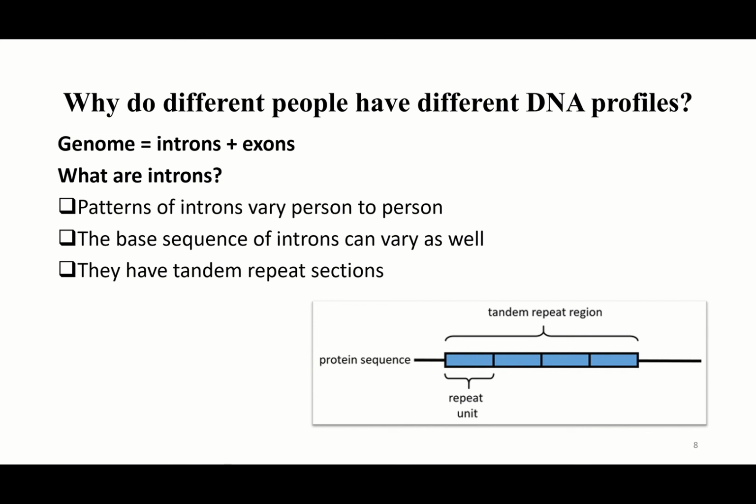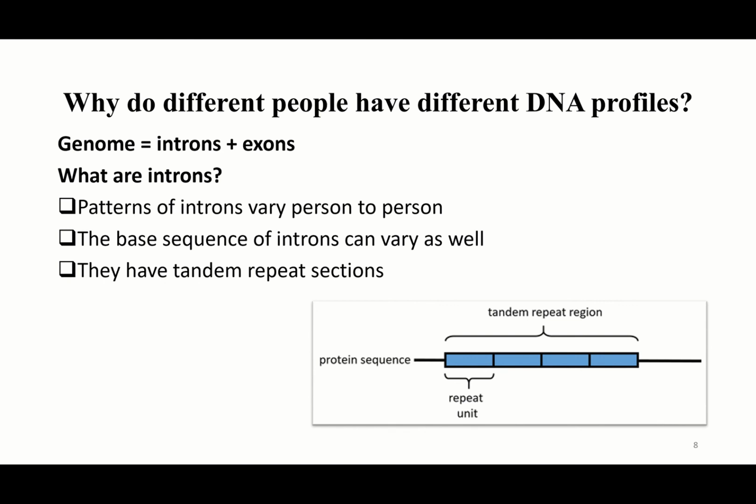That would be an example of exons being expressed. But I could also have genes for blonde hair, but I have black hair instead. That means the part of the gene that has the blonde hair information is an intron because it is not expressed. What are introns? Patterns of introns vary from person to person.